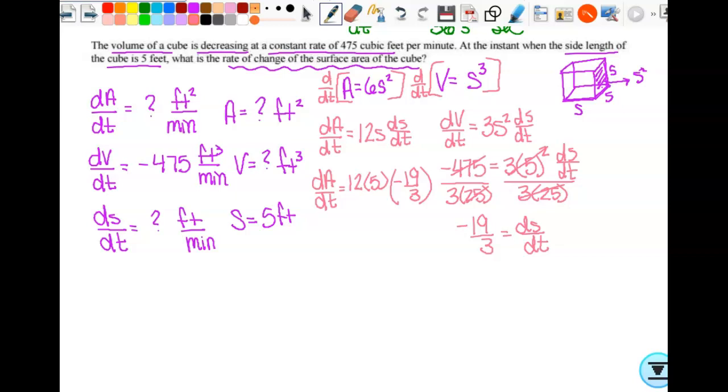So what's 12 times 5? 60. So dA dt is equal to negative, don't forget your negative, 60 times 19 over 3. And then I need units, right? What are my units? Feet squared.